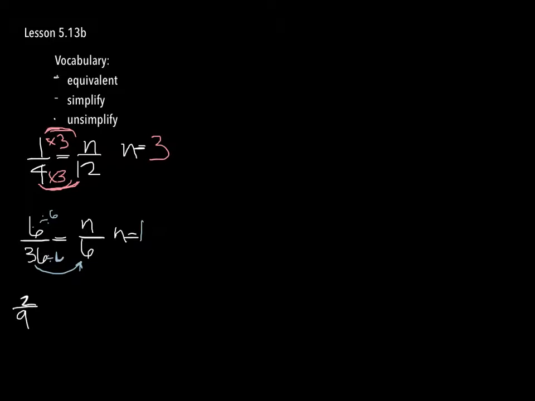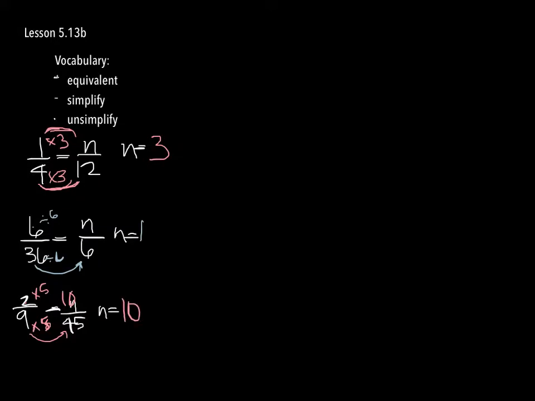2/9 is equal to n over 45. n is equal to what? Well, now let's look and see. 9 to 45, our number is increasing, so we are unsimplifying. 9 times what gives me 45? Well, 9 times 5. So our multiplier, which is vocabulary from yesterday, is 5. Whatever I do to the bottom, I'm going to do to the top. 2 times 5 is 10, so n equals 10.